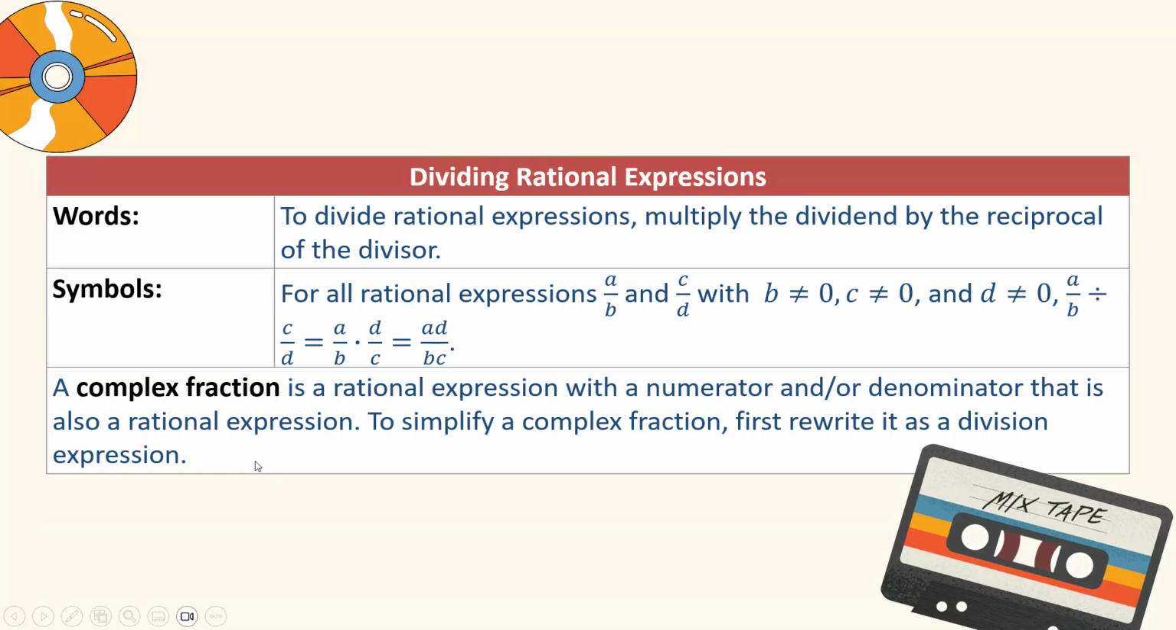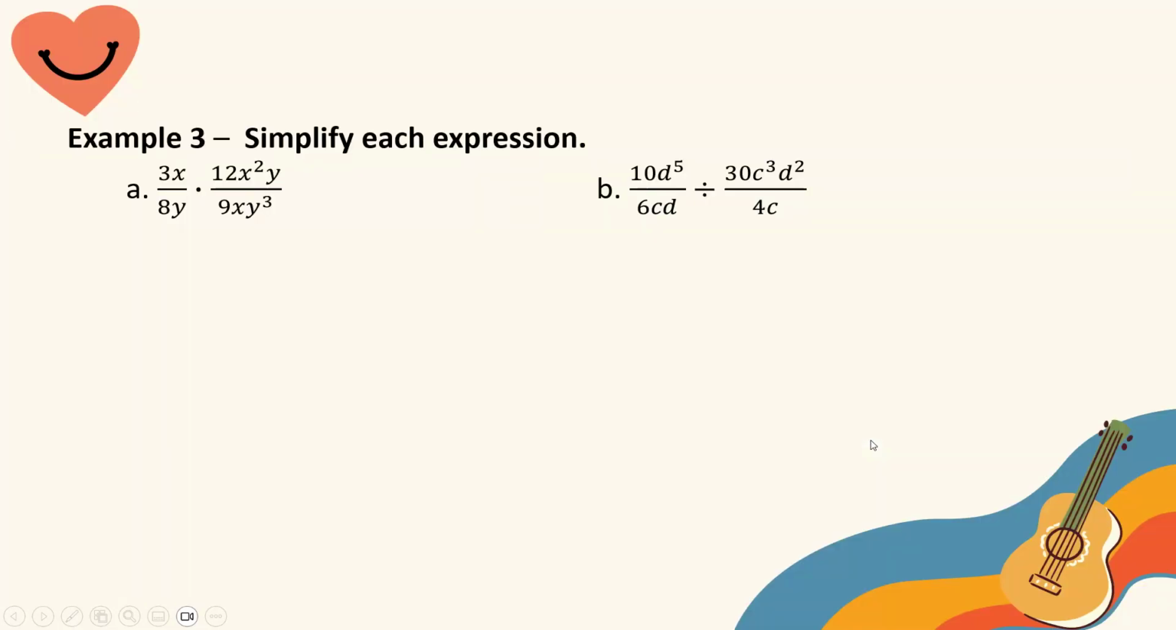A complex fraction is a rational expression with a numerator and/or denominator that is also a rational expression. So you'll see usually a fraction within a fraction. To simplify a complex fraction, first rewrite it as a division expression.